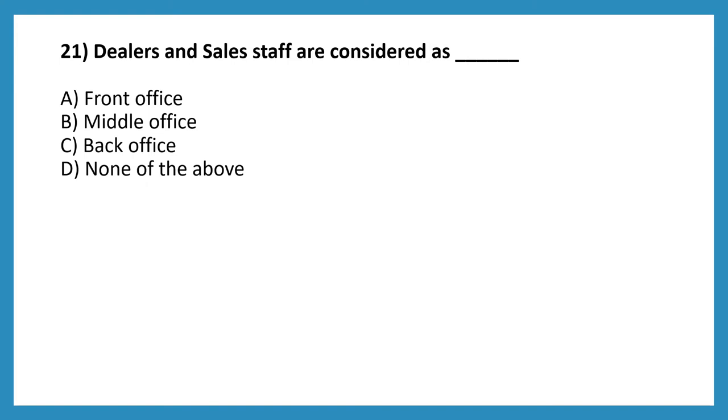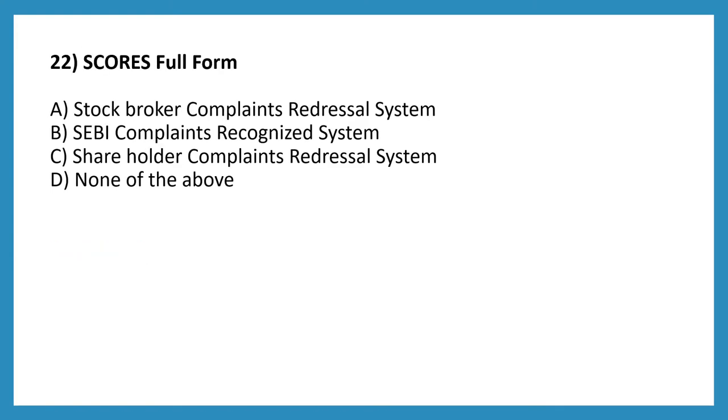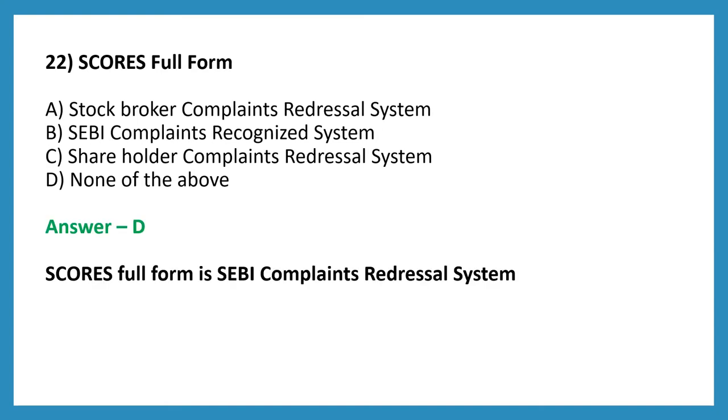The correct answer is option A, front office. Next question. What is the full form of SCORES? Option A, stockbroker complaints redressal system, option B, SEBI complaints recognized system, option C, shareholder complaints redressal system, option D, none of the above. The correct option is none of the above. The SCORES full form is SEBI complaints redressal system.